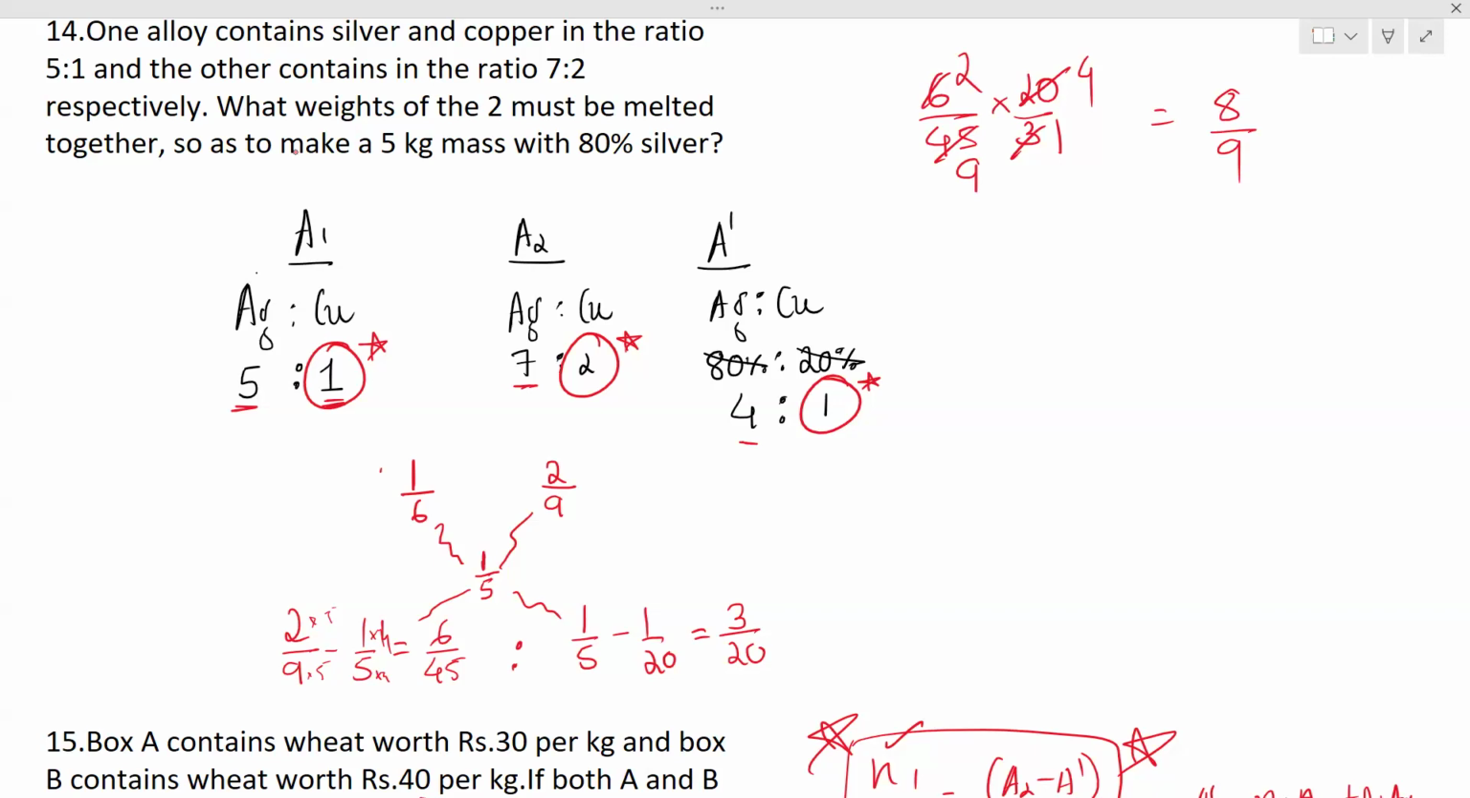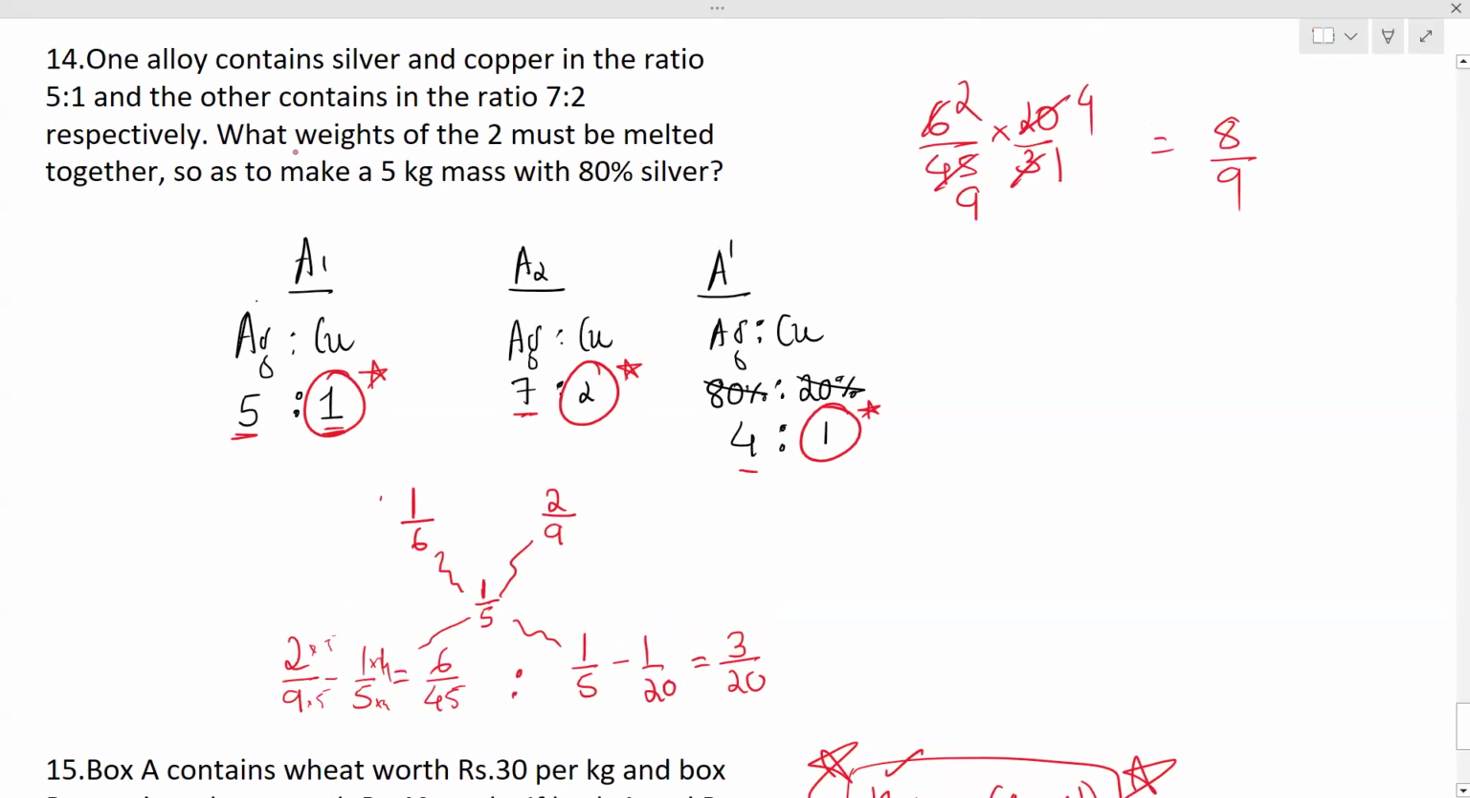Yeah. Everyone, have we done it all right? 5 is to 1. 1 part out of 6. 2 parts out of 9, 1 part out of 5. How much do I get? 1 by 5. 1 by 5 minus 1 by 2. 4. This is not 3, this is 4. This is 3, perfect. Okay, what is there? 1 by 5 is there, minus 1 by 20.